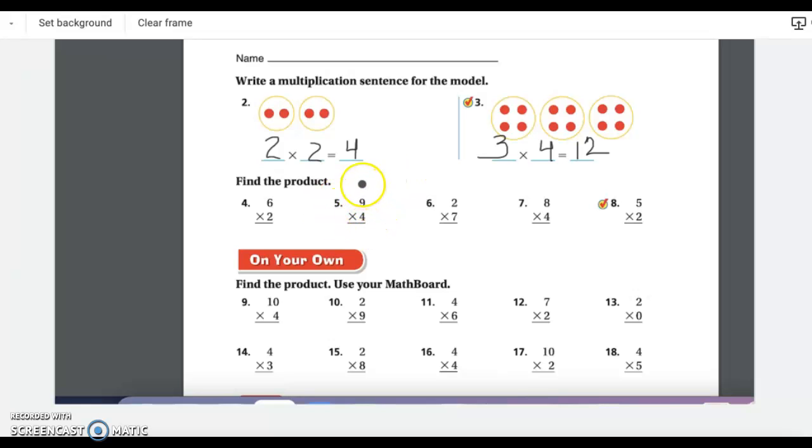Now let's try number 5, because that's going to be a tricky one. If I know that 9 times 2 is 18, then 9 times 4 is 18 plus 18. I'm going to double my product. 18 plus 18.